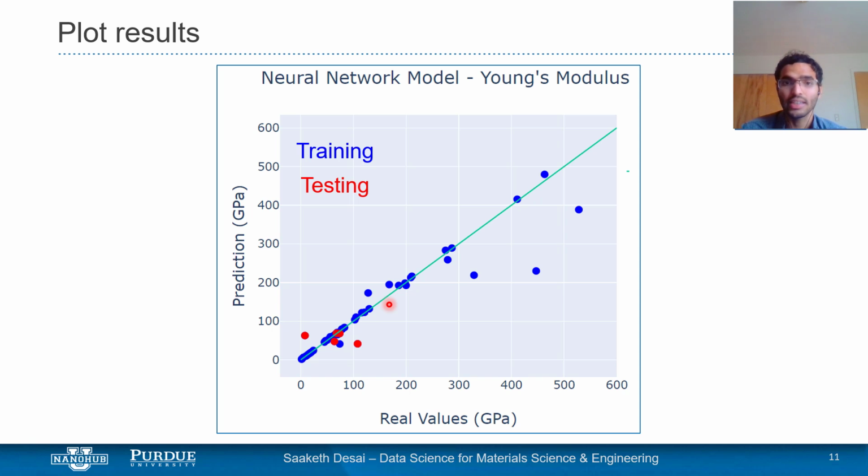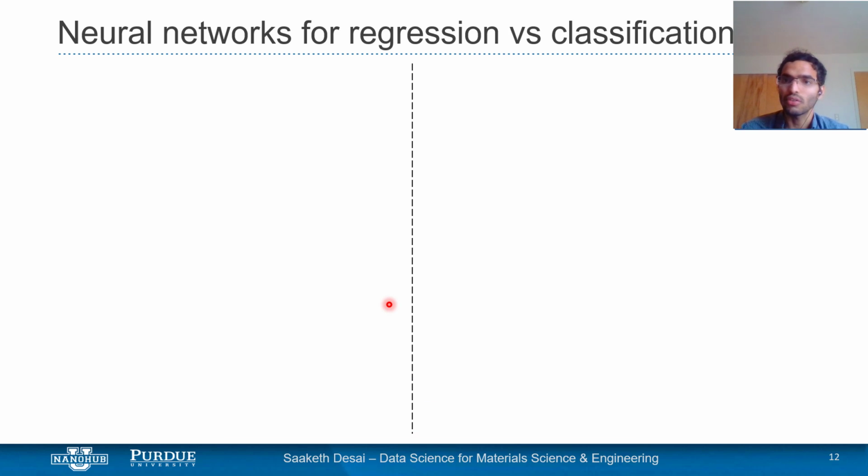So this is quite exciting, and this is indeed how you'd create and train neural networks for a regression task. The regression task here being to predict Young's modulus. In the second half of this lecture, I wanted to talk about creating neural networks for classification tasks, because this is again a common scenario that you might encounter when you are using neural networks in your application of interest.